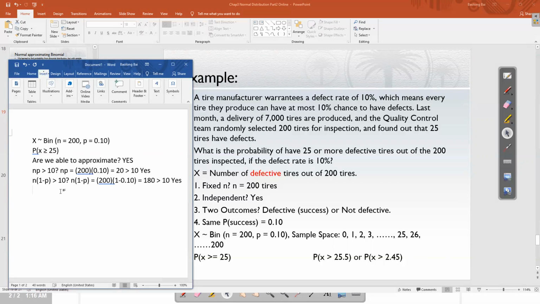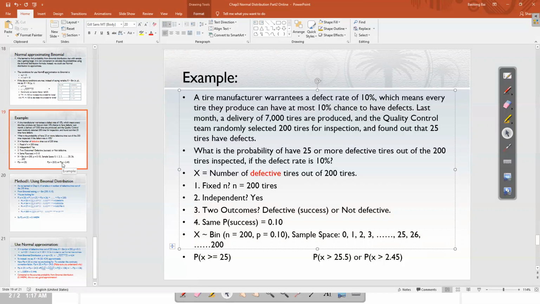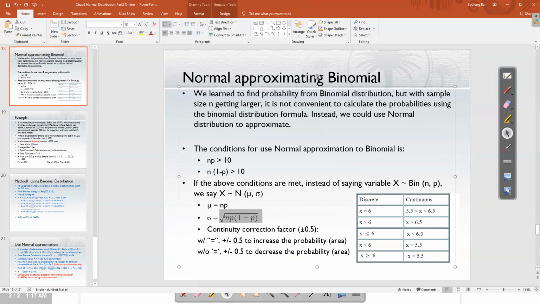So from binomial distribution, we can calculate mu and sigma. So mu will equal n times p. And we just calculated already. That's 20, right? N times p is right here. And now we need to find a sigma. Sigma will equal, remember the formula, sigma equals square root of np times 1 minus p. So we're going to copy the formula from here.